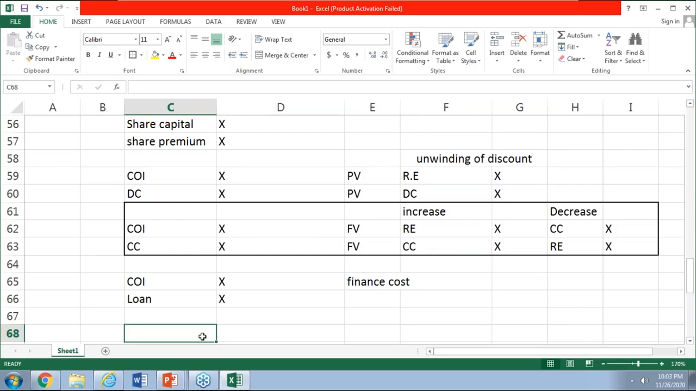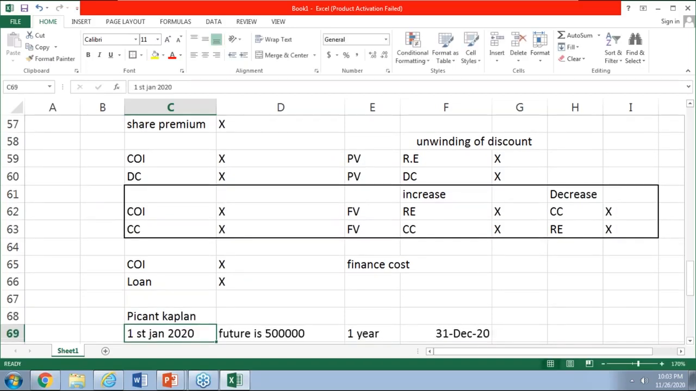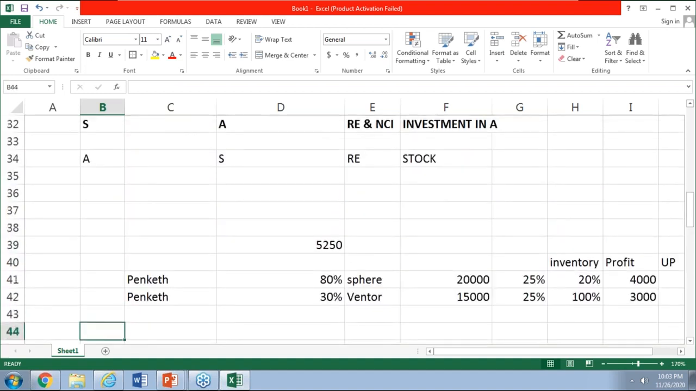All students who are having some issues in the contingent consideration must attempt the question Peek from the Kaplan kit. It's very important for those who are having issues with contingent consideration.